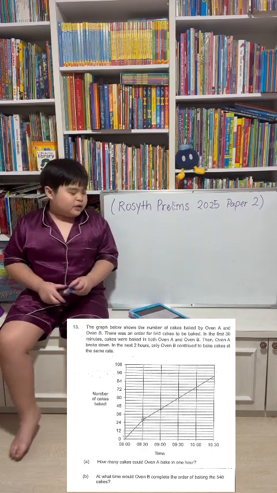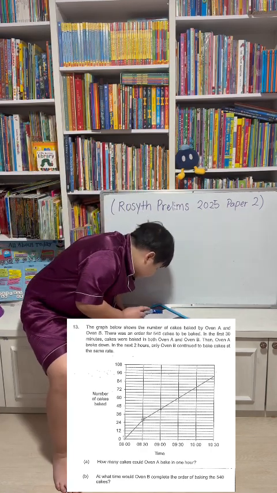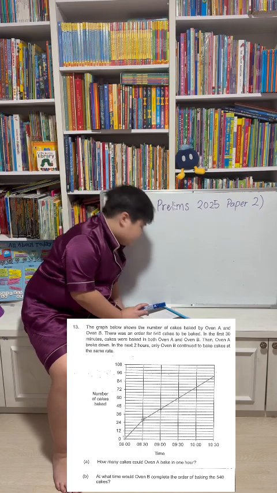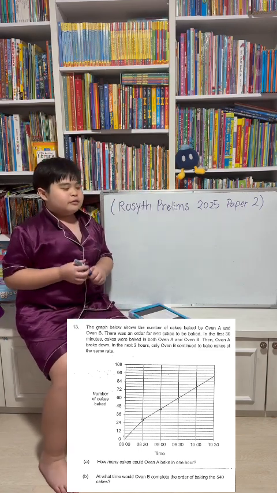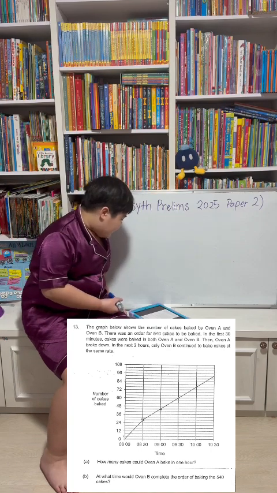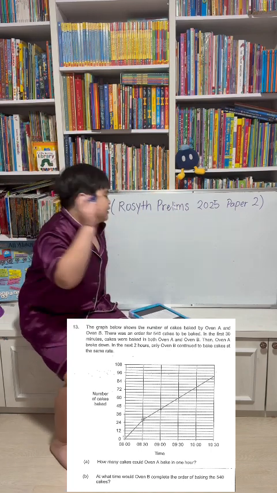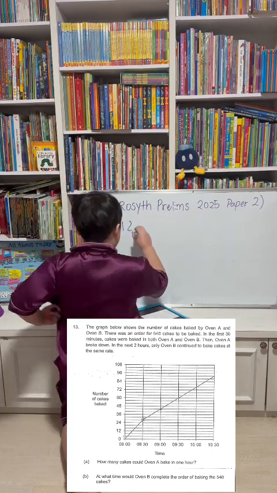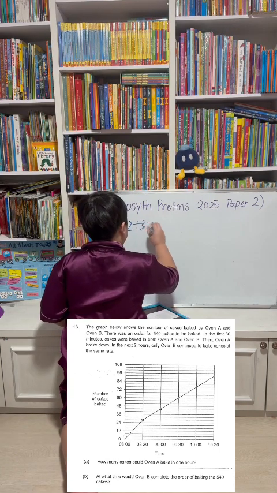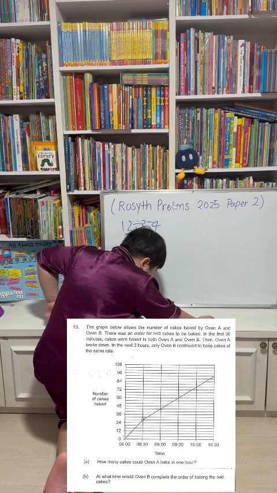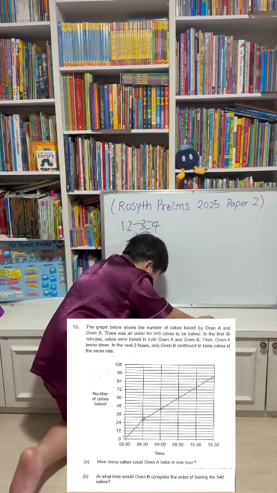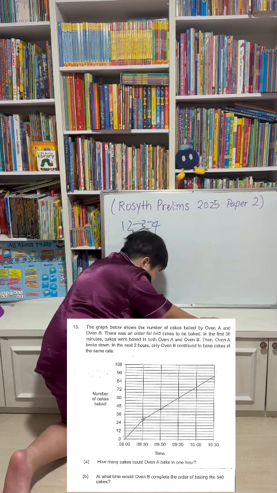Okay, so as we can see here, there are 3 gaps between every 12. So to find how much 1 gap is, we do 12 divided by 3 equals 4. So now we can see that the number of cakes A and B baked after 30 minutes is 28.